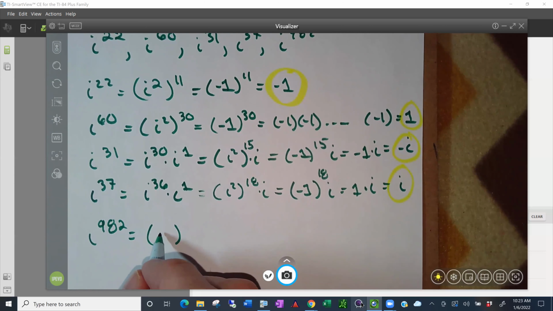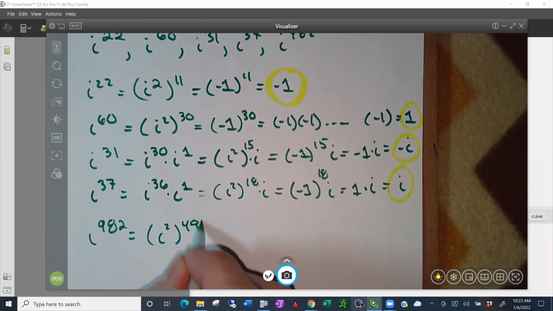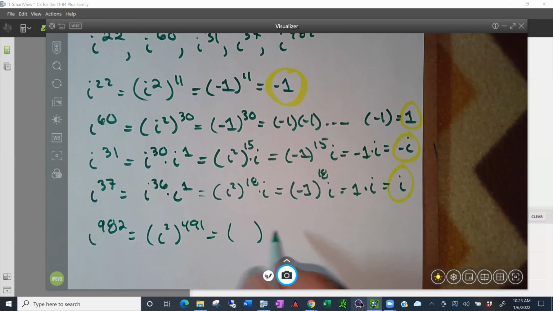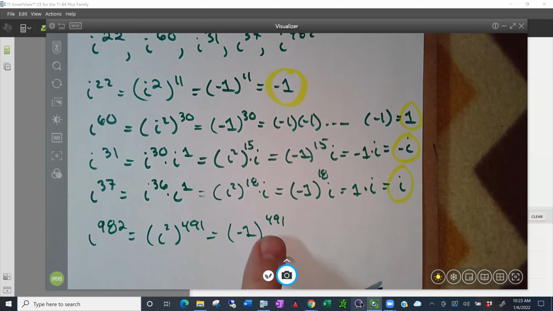All right. Hopefully you've got your answer. i squared to the 491, which would be -1 to the 491. Now, I don't need to do this on my graphing calculator. This is an odd exponent. If I raise -1 to an odd exponent, I'm going to end up with -1. Done.